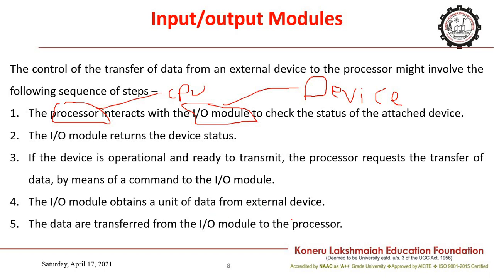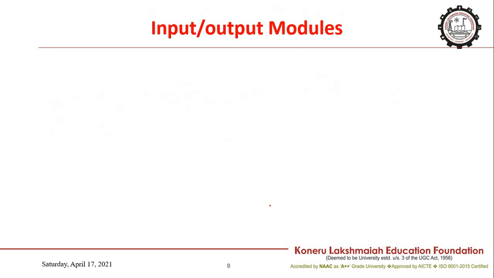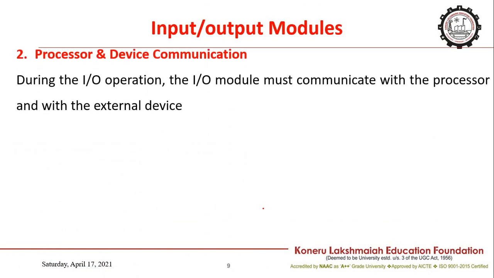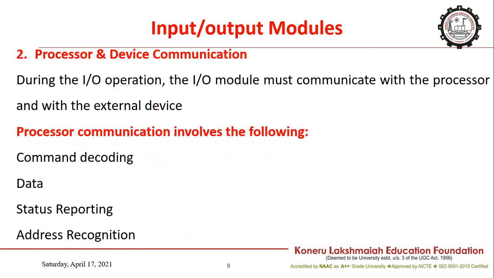So the data gets transferred with the help of this mouse to the processor, and then our task will become easy. And then processor and device communication. During this IO operation, the IO module must communicate with the processor with the help of an external device. Processor communication involves the following: command decoding, data, status reporting, and address recognition.